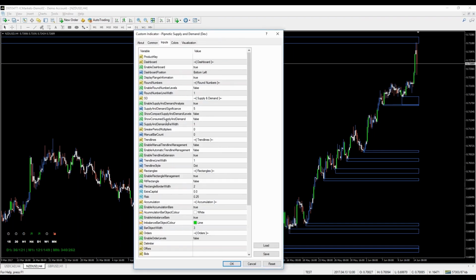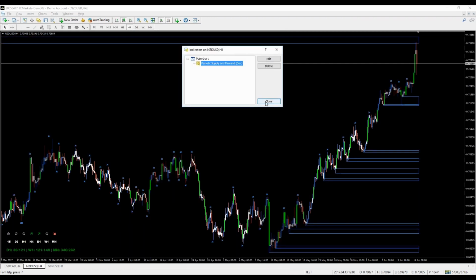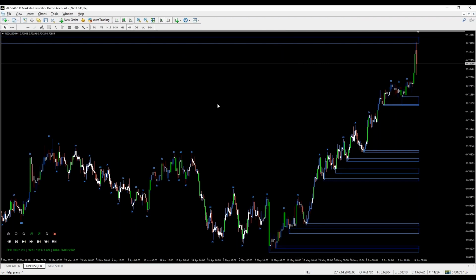And then we have this setting here, which is also pretty useful. Show consumed supply and demand. If you set this to true, it's going to show you where previously existing and now disqualified areas of supply and demand are located. So you can see that we had some supply up here. This was disqualified by this one here. This one was disqualified by this one here. This one was disqualified by this one here, and this one was disqualified by this one here.